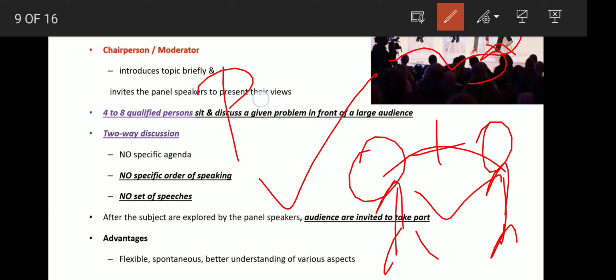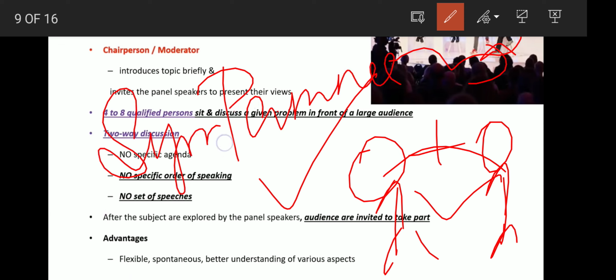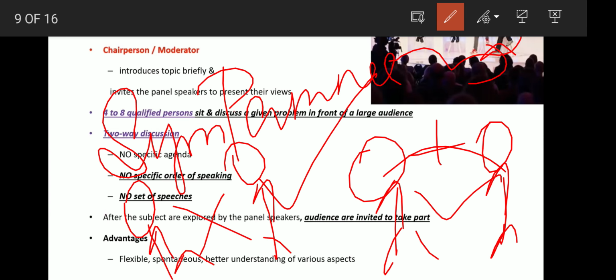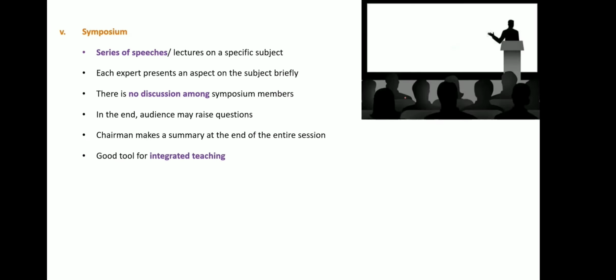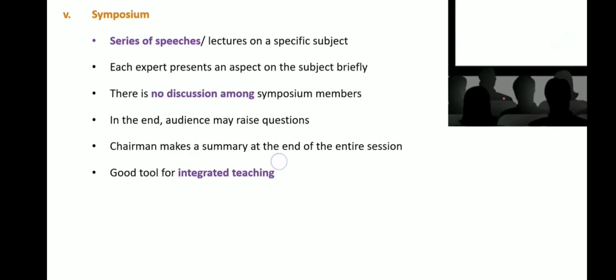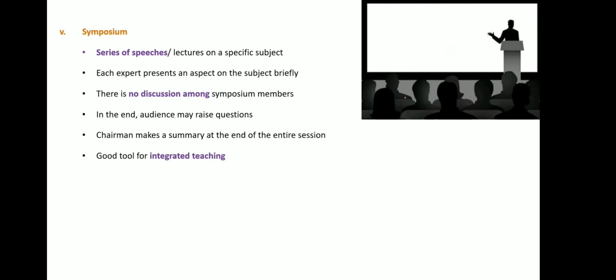Interaction was permitted in panel, and in cases of symposium the interaction between the speakers is not allowed. It doesn't actually occur, because each expert will come on to the dais and present an aspect of the subject briefly. There is no discussion happening among the symposium members. In the end, the audience may raise questions.